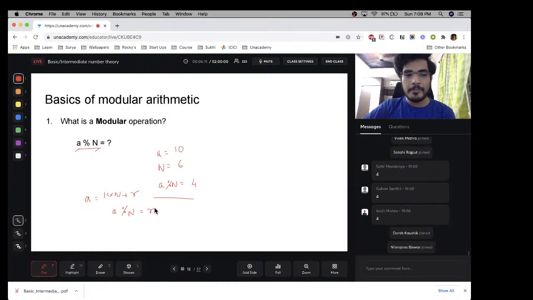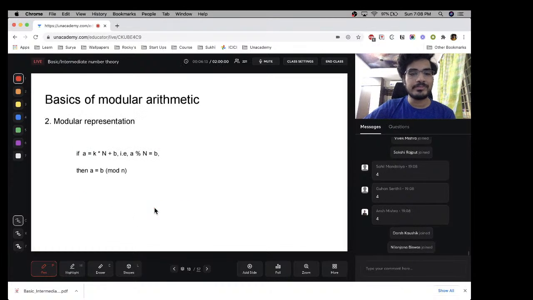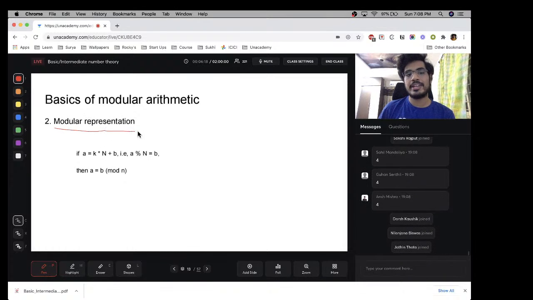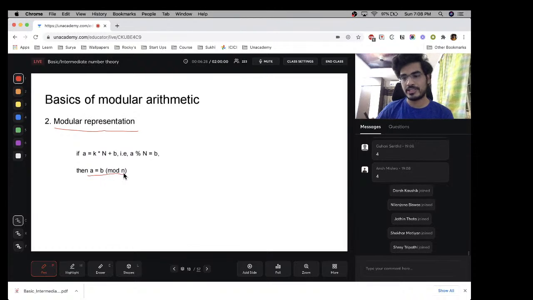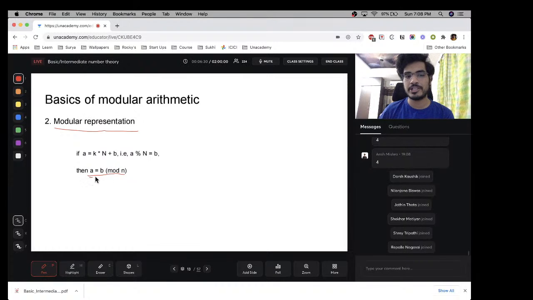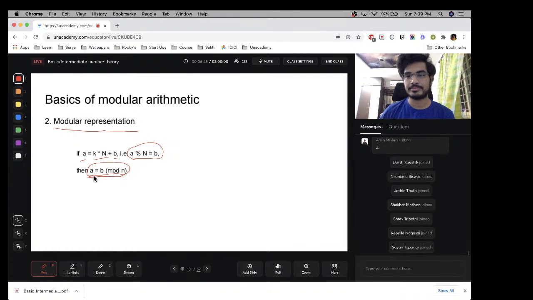So let's go to the next one. We are going to look at modular representation. Like when we are writing equations and all, right? Writing something like this solves a lot of problems. Trust me, in future slides, we are going to use this kind of notation a lot. So if a equals kn plus b, then a mod n equals b. We just saw in the previous slide. Then we write this notation as a is congruent to b mod n.